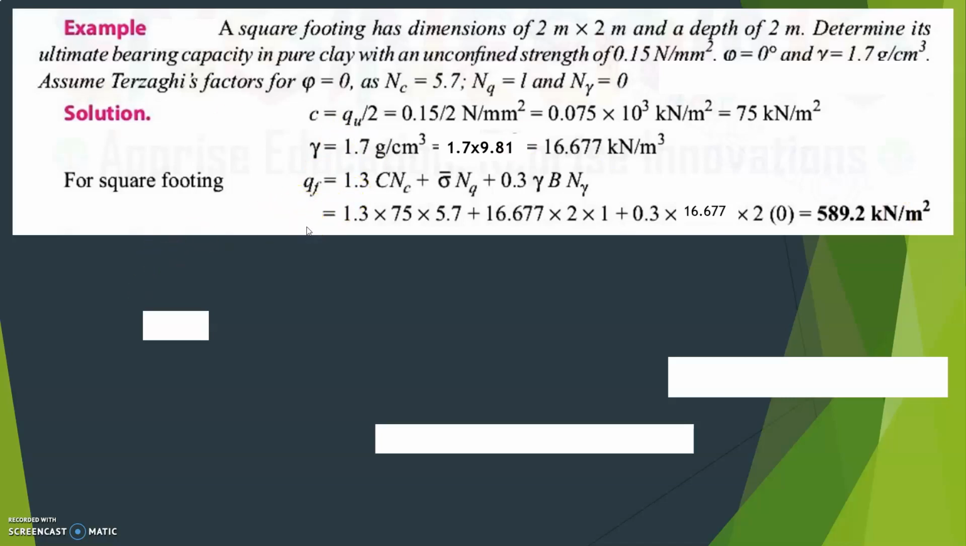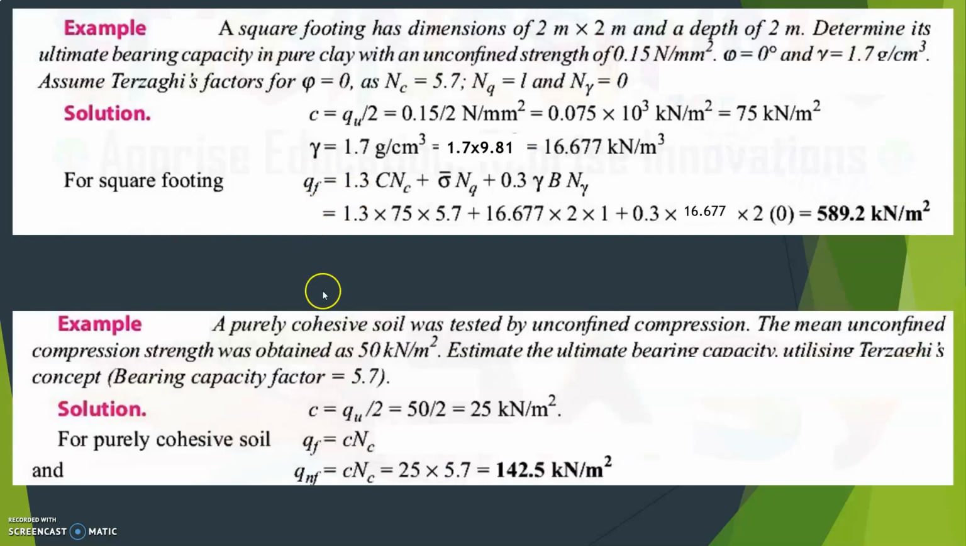Let us take one more example, similar type. A purely cohesive soil was tested by unconfined compression. The mean unconfined compression strength was obtained as 50 kilonewton per meter square. Estimate the ultimate bearing capacity utilizing Terzaghi's concept. Bearing capacity factor 5.7. So here only one bearing capacity factor is given, that is NC. NQ, N gamma is not given, so let us take it as 0.